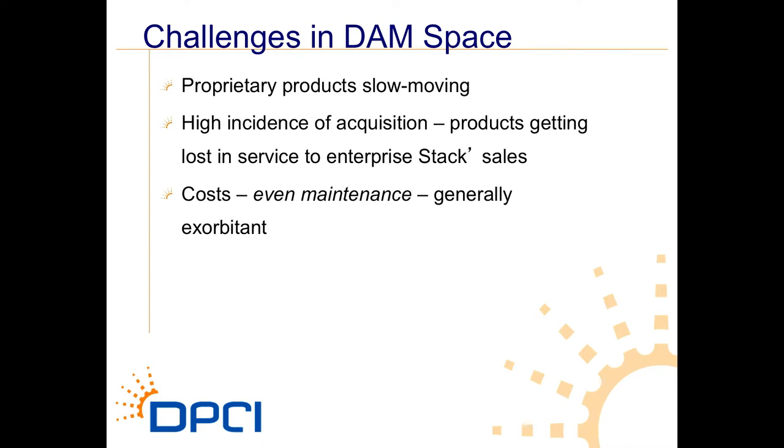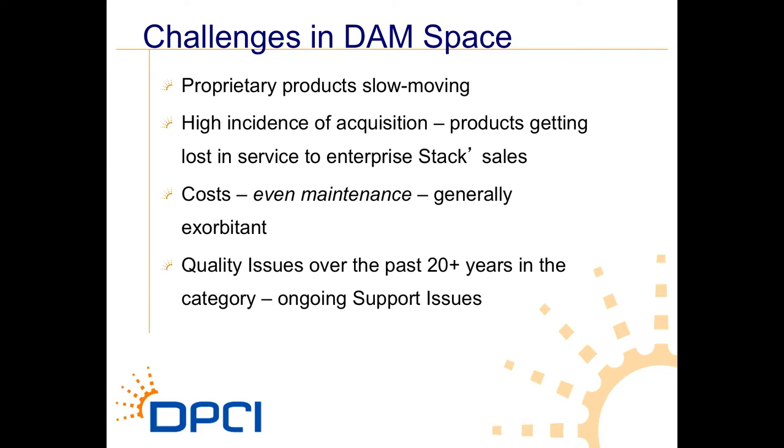That's why we at DPCI have done pretty well in the digital asset management space, because there are so many companies that have bought these really expensive proprietary DAMs. And then the maintenance alone that they're spending could be $80,000, $100,000 a year. And we can implement a replacement DAM in open source at considerably lower than that, or at the top line, it could be that expensive for the full project. So there have been quality issues as well as ongoing support issues in that category.